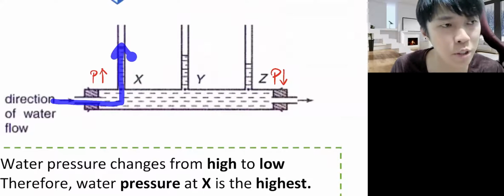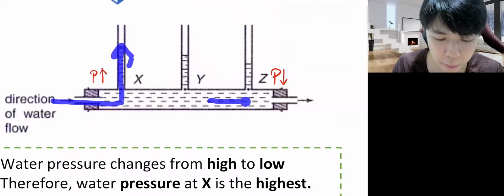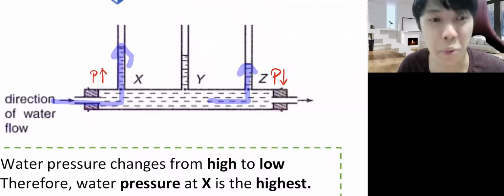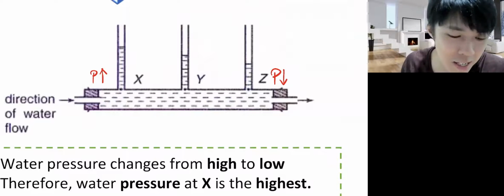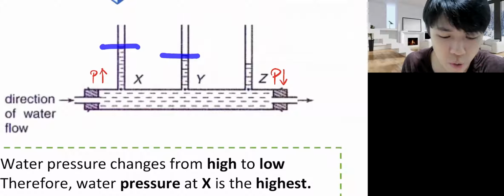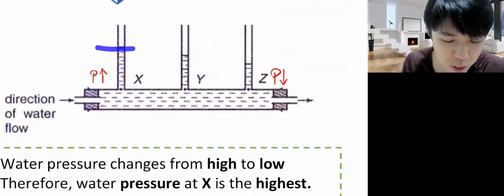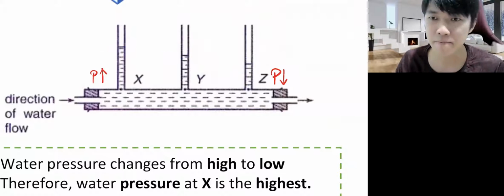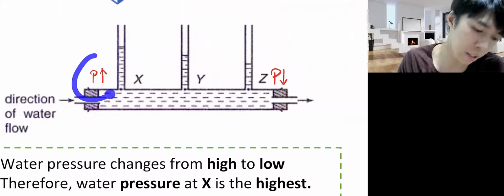It pushes up to the highest level. Water pressure here is lowest. It pushes up to the lowest level. As easy as that, everybody. It's a mi, re, do, mi, re, do. Okay, there you go. That's the theory behind it.